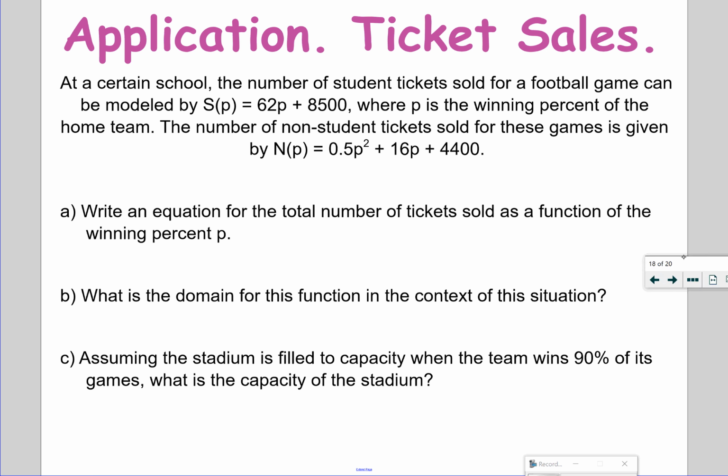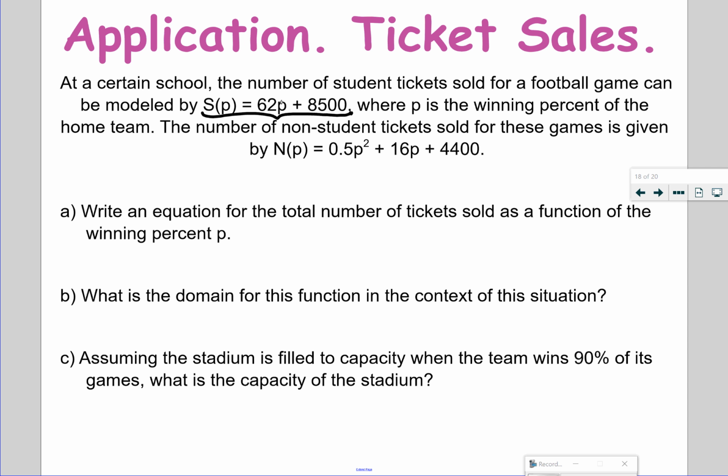Our next application is ticket sales. At a certain school, the number of tickets sold for a football game can be modeled by the following function if they're student tickets. S of P represents student tickets, and it's 62P, so $62 per student ticket, plus 8,500, where P is the winning percent of the home team.